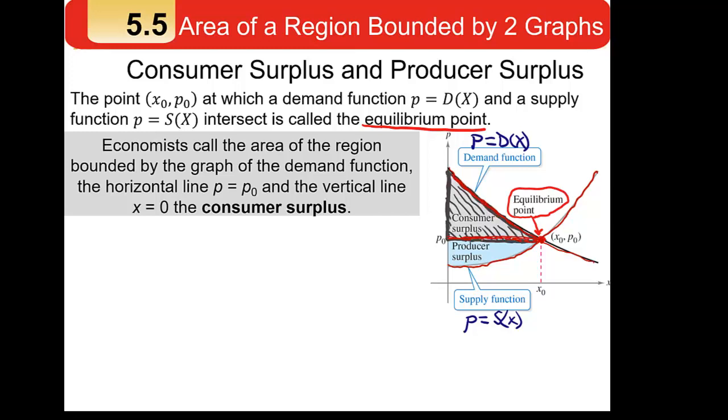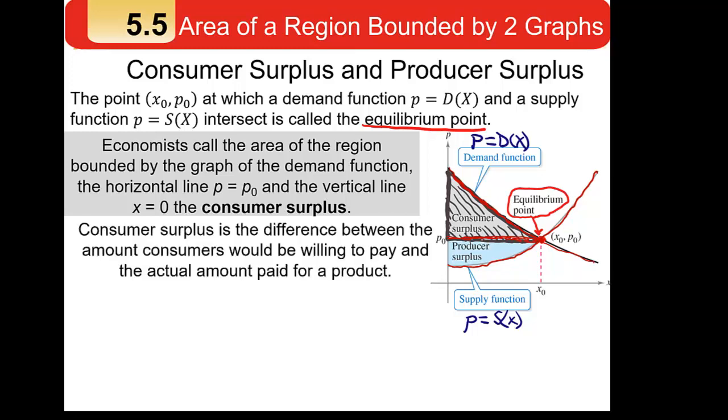It's that area right there. That's called the consumer surplus. It's the difference between the amount consumers would be willing to pay and the actual amount paid for the product. And that's an economics term, and we're not going to go too much into that. I'll leave that for your economics professor. But we want to learn how to calculate it.